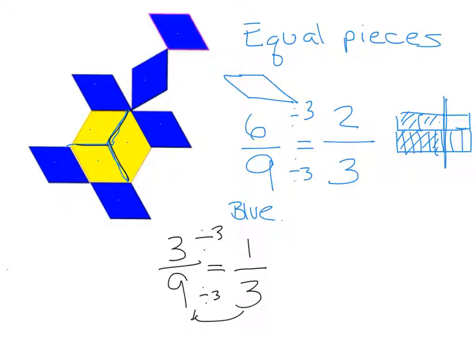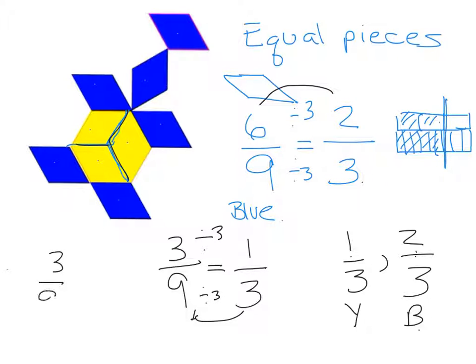So I can compare these by saying 1/3 is smaller than 2/3 because I know there's only one piece of my numerator, and here there's 2 sections of my numerator. So there is less yellow than blue, or there's twice as much blue as yellow. And I can see that here too because if I compare 3/9 and 6/9, there's twice as much blue here than there is yellow.